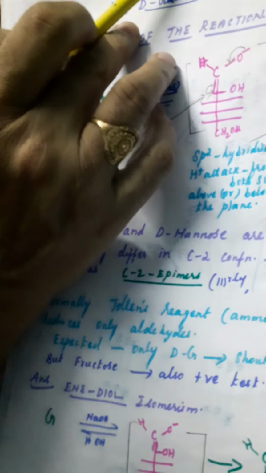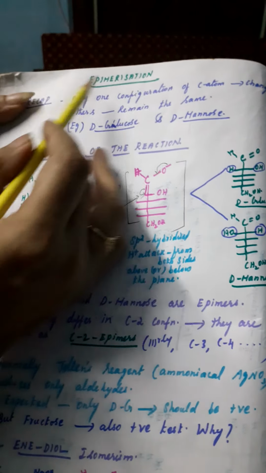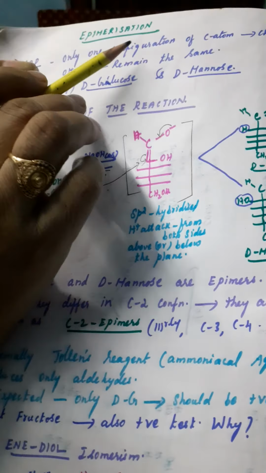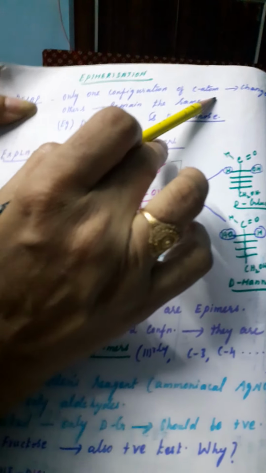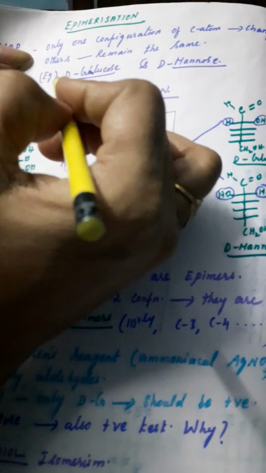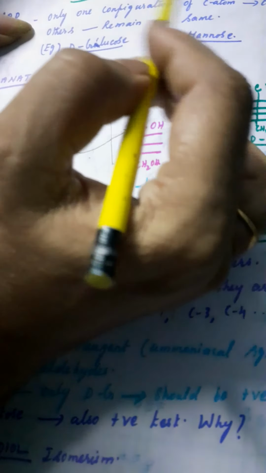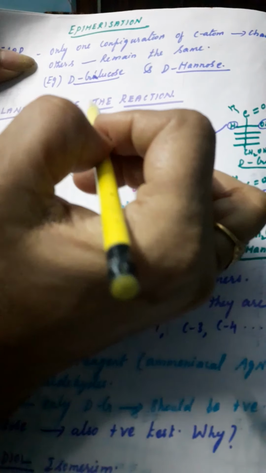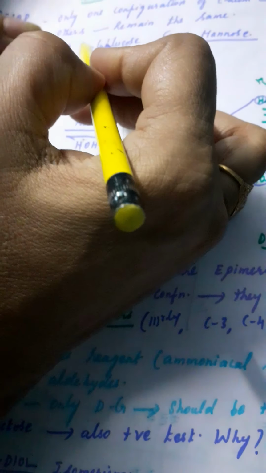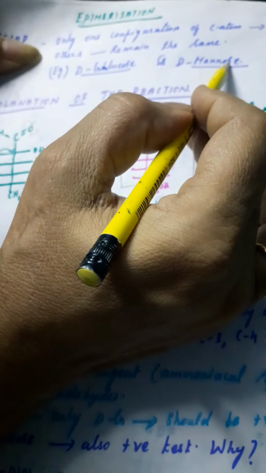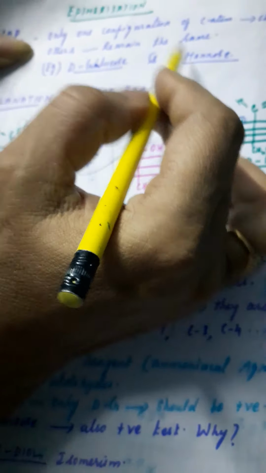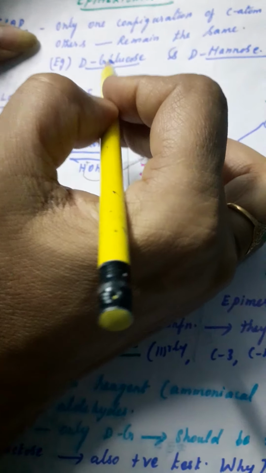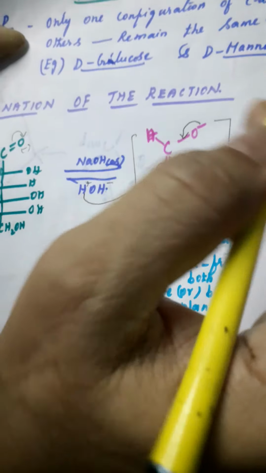We'll see about epimerization. Epimerization is a very important concept, and just a recap of what I've already done in the previous video. When you compare the two isomers, only the configuration in one of the asymmetric centers will vary. So for example, when you take D-glucose and D-mannose, the carbon atom in the second position alone will have a changed configuration. Therefore, it is a C2 epimer. The second carbon atom of D-glucose and D-mannose will have different configuration.